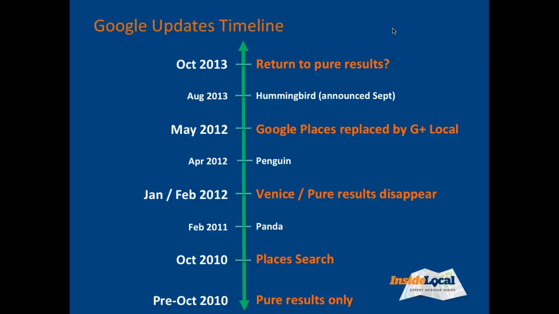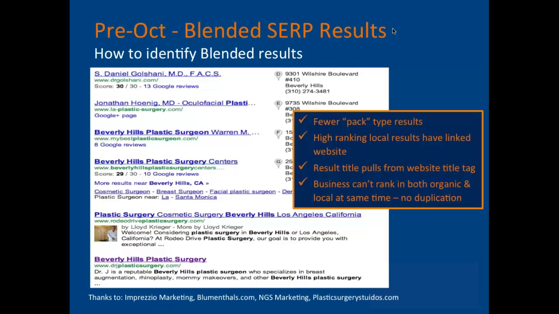What we're seeing is basically a change in the look and feel of results. And I've got a couple of slides that point out the key differences. So if we look at pre-October, the blended search results, how would you typically identify these? Well, firstly, there were fewer pack type results in those days. Results were blended and interspersed more amongst the organic results.